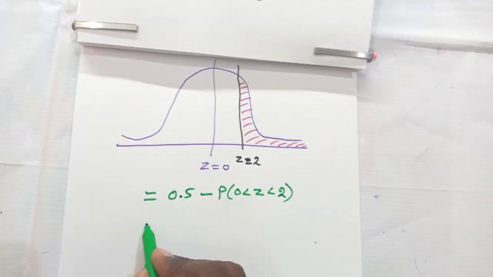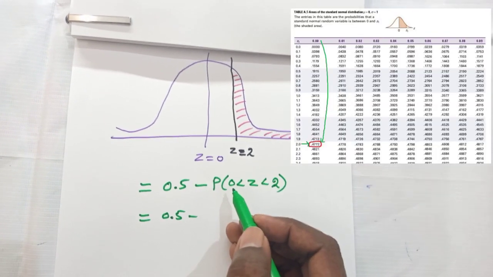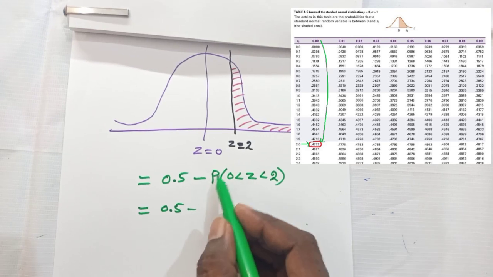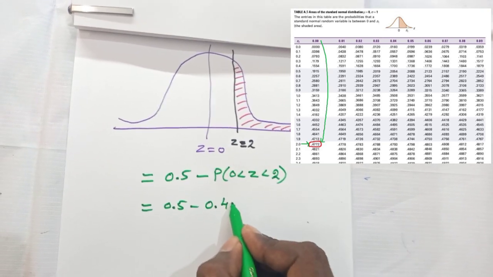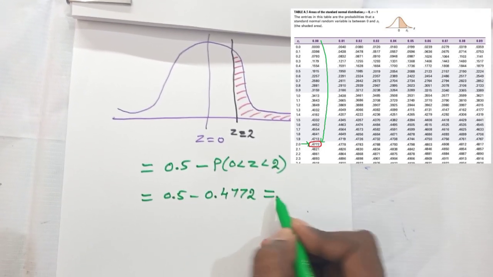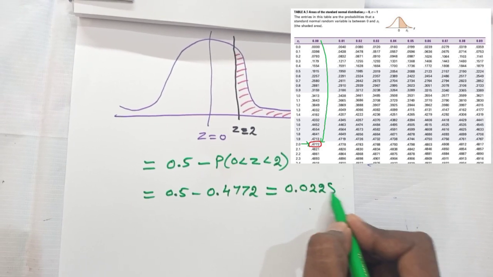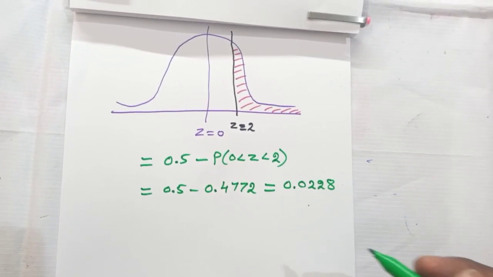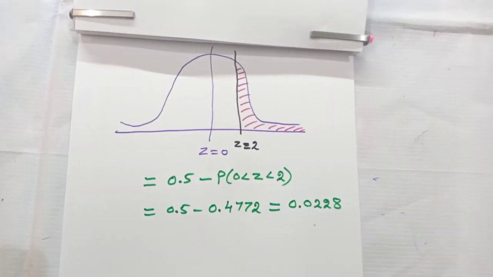Now after this 0.5 minus, from the normal distribution table the value of 2 is 0.4772. So subtracting these two, we will get 0.0228. So this is the probability of Sn greater than 840. So the first problem is over.